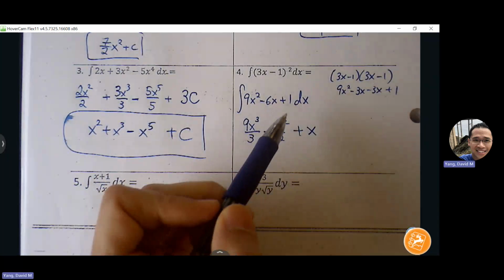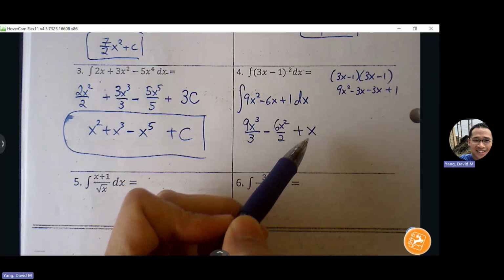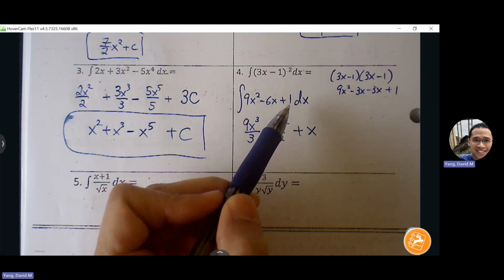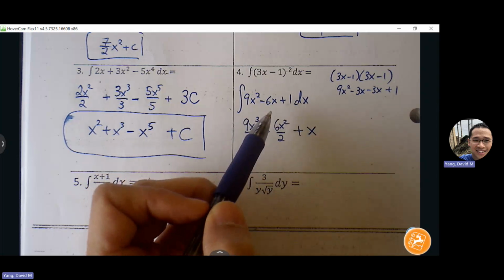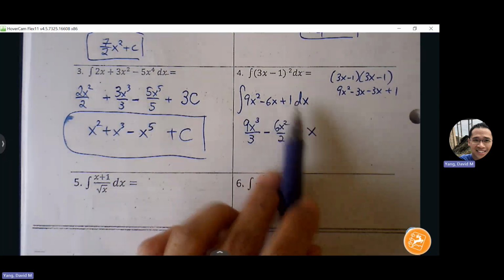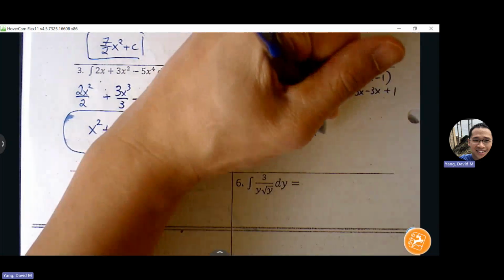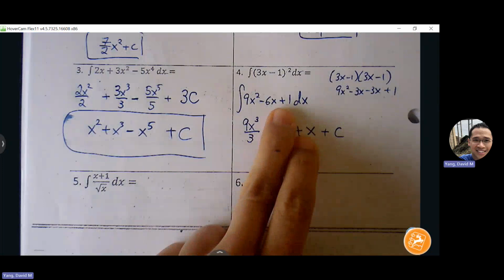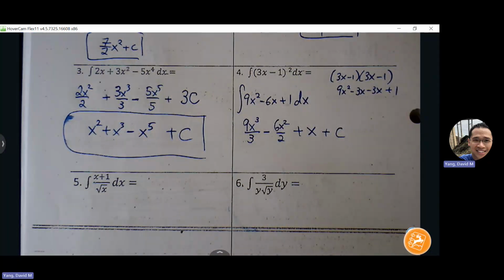Your tendency is you're going to want to make that 1 go to a 0 because you're thinking derivative, right? But this is antiderivative. So every degree is now going to rise, not fall away. So 2 becomes 3, 1 becomes 2, 0 becomes 1, and then plus c.